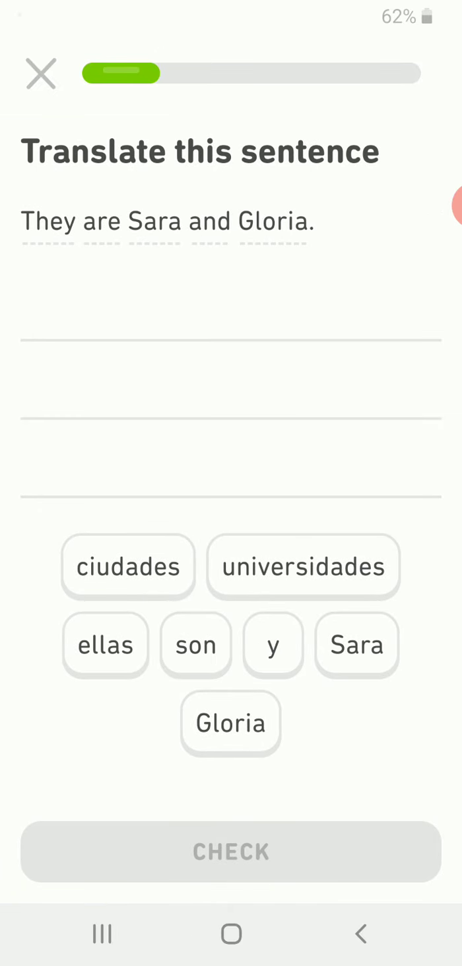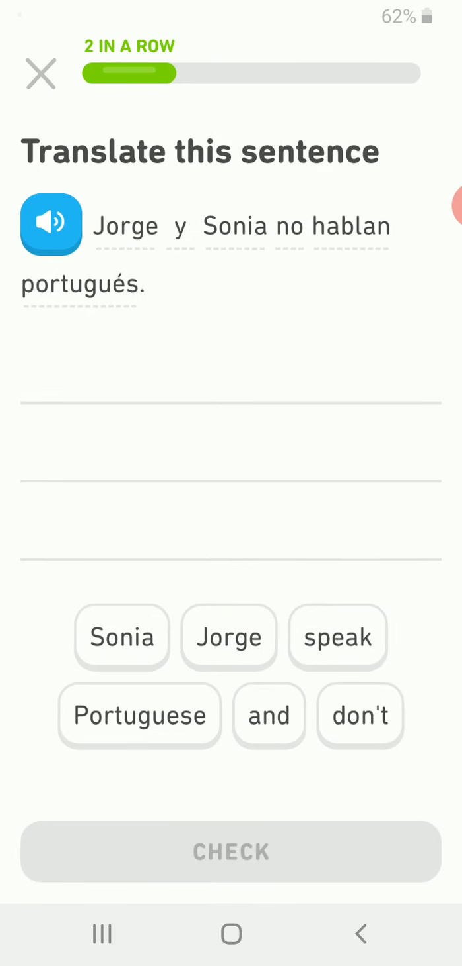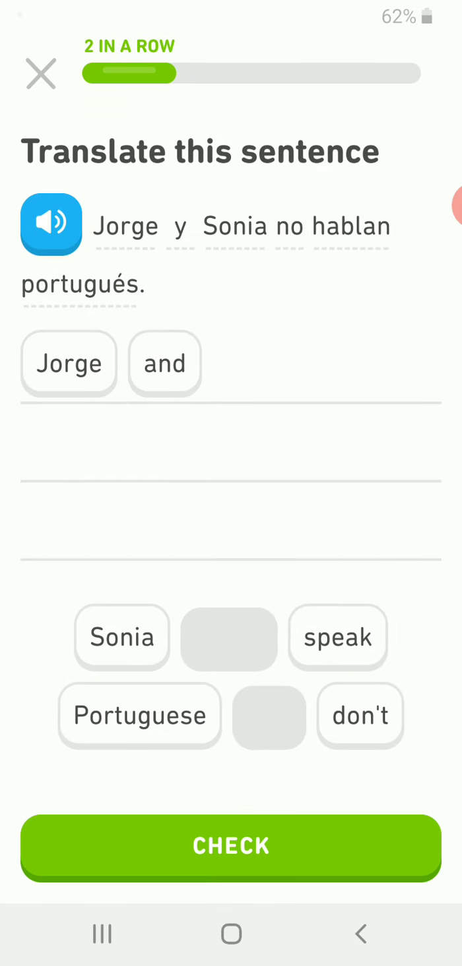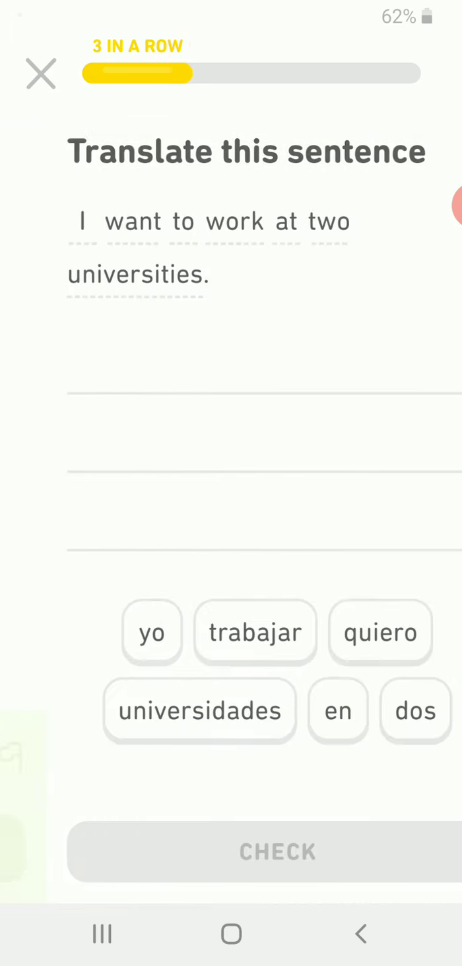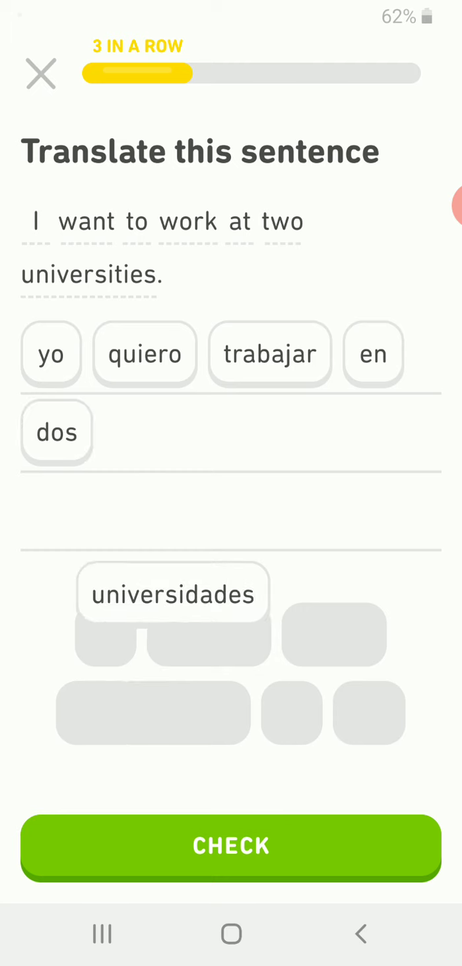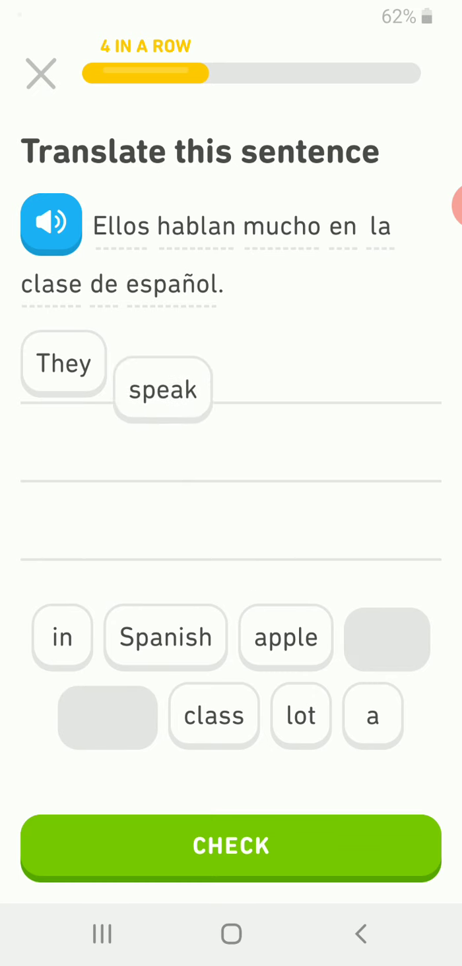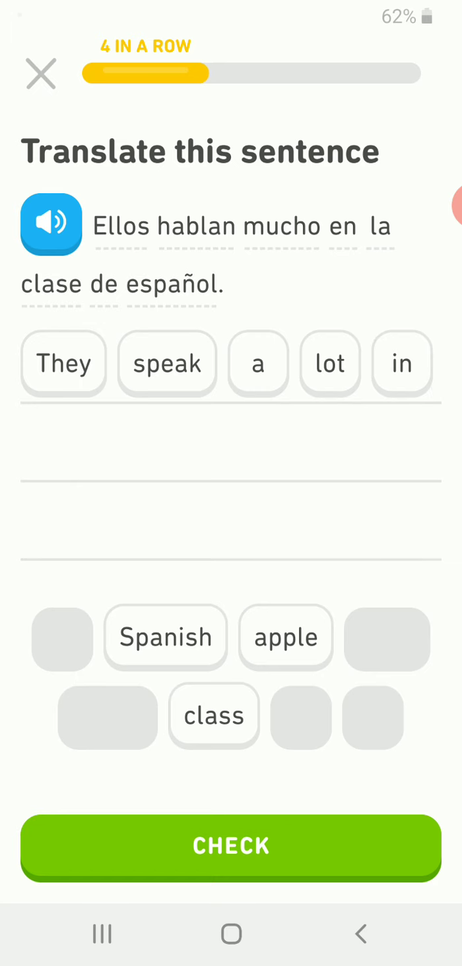And they are Sarah and Gloria. Ellas son Sara y Gloria. Jorge y Sonia no hablan portugués. Jorge and Sonia don't speak Portuguese. No hablan. I want to work at 2 universities. Yo quiero trabajar en 2 universidades. Ellos hablan mucho en la clase de español. So they speak a lot. They speak a lot in Spanish class.